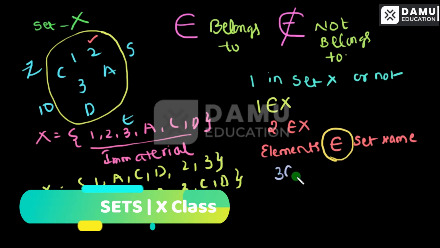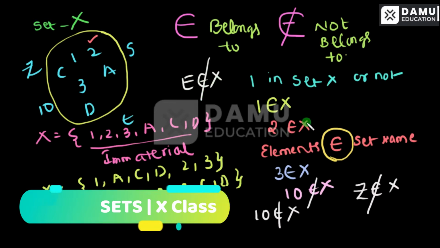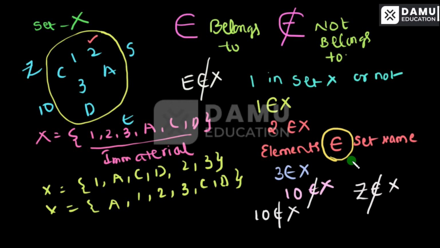Next, does 3 belong to X or not? Yes. Does 10 belong to X or not? 10 is outside the set; 10 is not there in set X. For that you write 10 not belongs to X, because it is not there in X. Then, does Z belong to X or not? Z is also not there. It's outside X, so that is also not belongs to X. Then, what about E? E belongs to X or not? No, it does not belong to X. So like that we write belongs to and not belongs to for elements. First write the element, then write belongs to or not belongs to X.